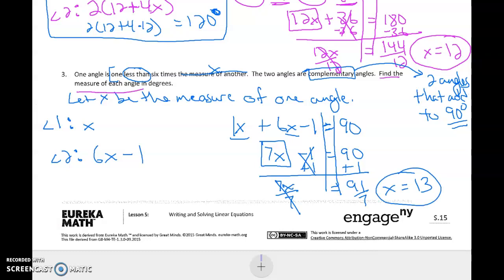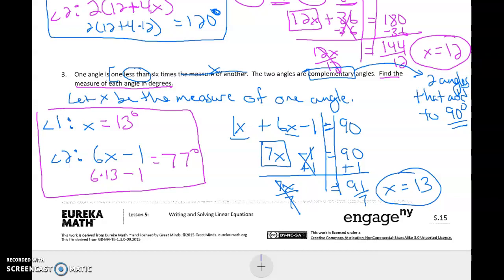Find the measure of each angle in degrees. Well, for angle 1, x is 13 degrees. And for angle 2, we're going to have 6 times 13 minus 1. 6 times 13 is 78, minus 1 is 77. And if you notice, 13 plus 77 is 90 degrees, which is the definition of a complement.